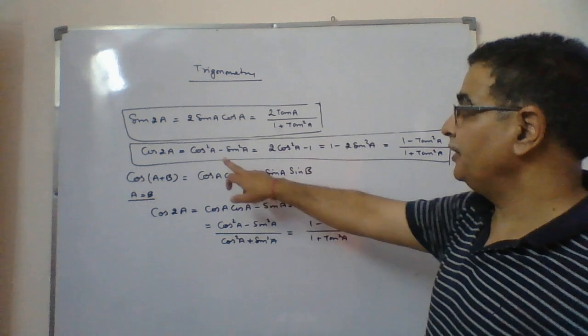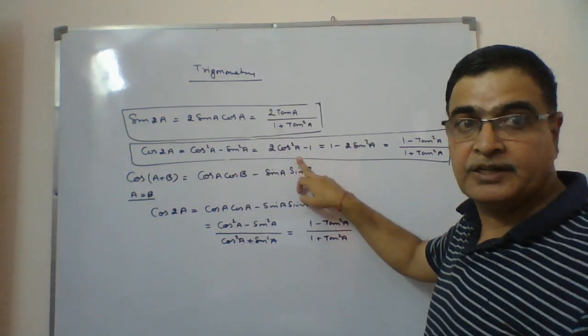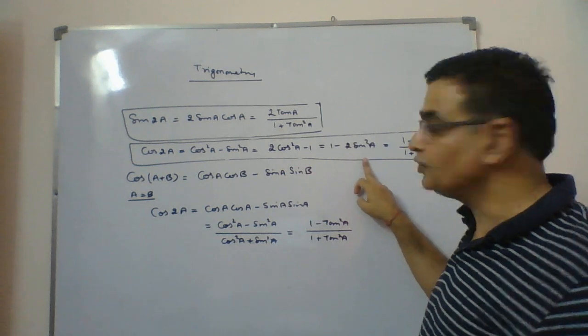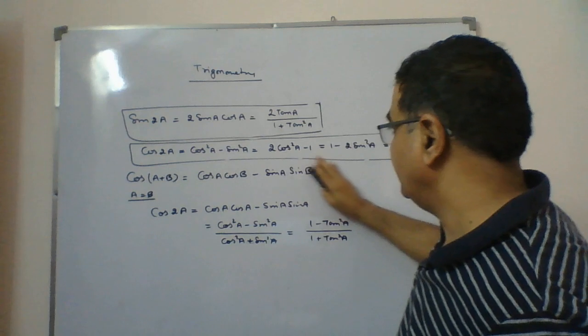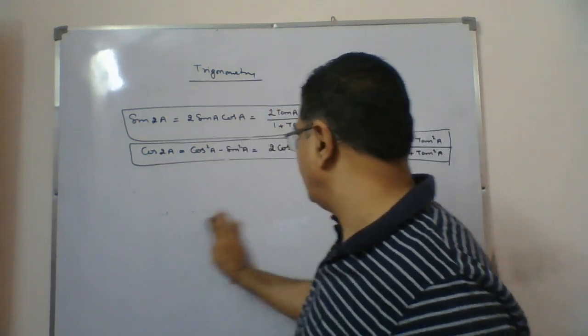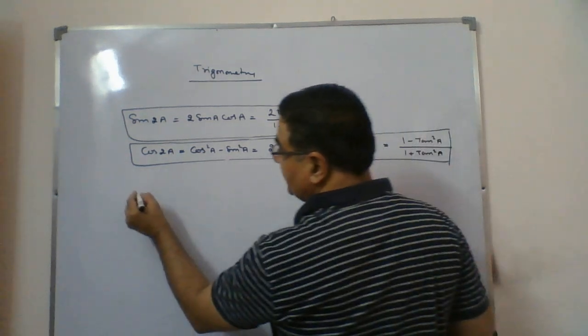Cos 2A will have so many results. Cos square A minus sin square A. It will have the formula 2 cos square A minus 1. You will have 1 minus 2 sin square A. You have 1 minus tan square A by 1 plus tan square A. Another result now, that is tan 2A. So we go for the tan A plus B formula.